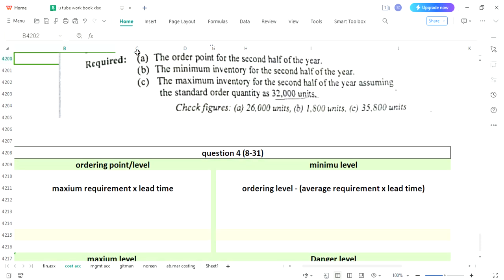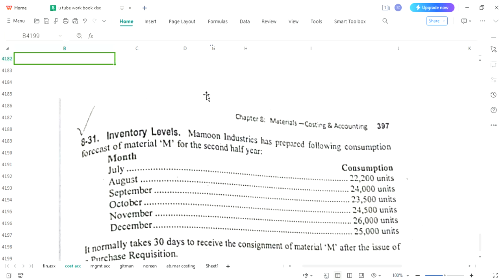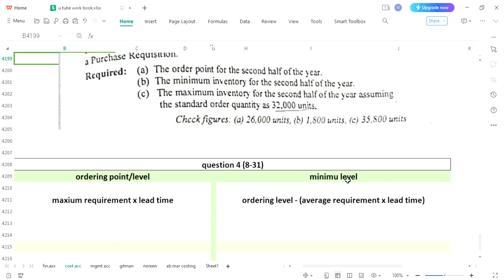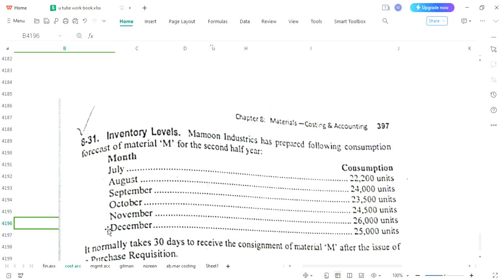Let's go back to the question. You can see we have been asked ordering point, minimum and maximum. So instead of 4, we will be calculating only 3. Now read over here, there are so many amounts written, and we will pick the number of units which is needed in our particular formula. Like as we are calculating our maximum requirement, we will see what is the maximum number of units which can be used.